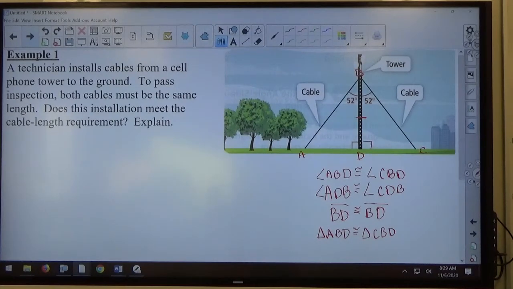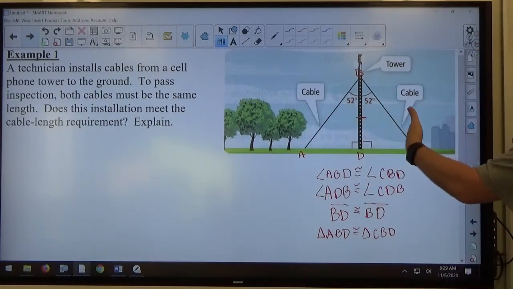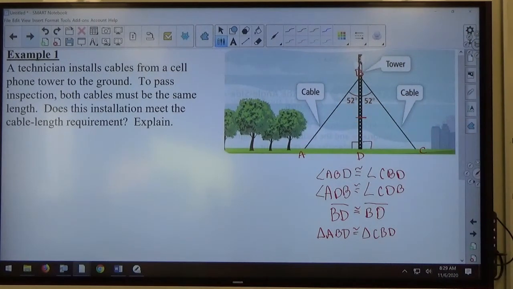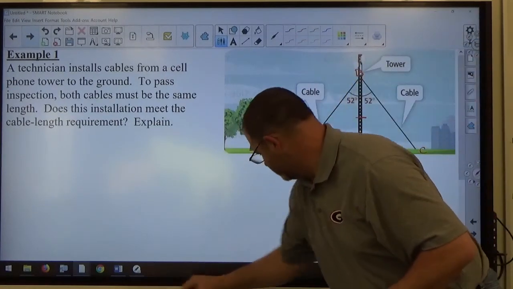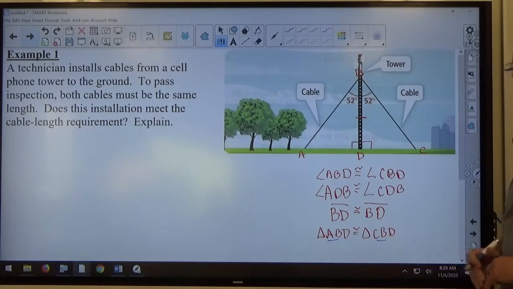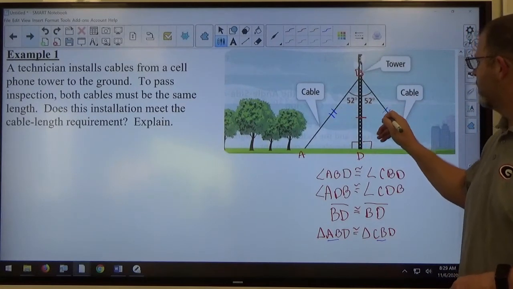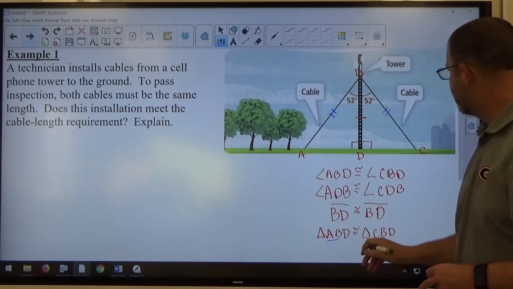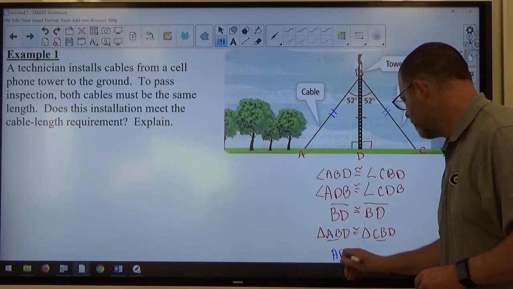And once I get congruent triangles, the requirement is the cables have to be the same length. Once the triangles are congruent, all the corresponding pieces are congruent. And if you take a look, AB, which is the first two letters, and CB, the first two letters, represent corresponding sides then. So I know that this side has to match that side because the triangle's congruent. So finally I can say that AB equals CB, or AB is congruent to CB.